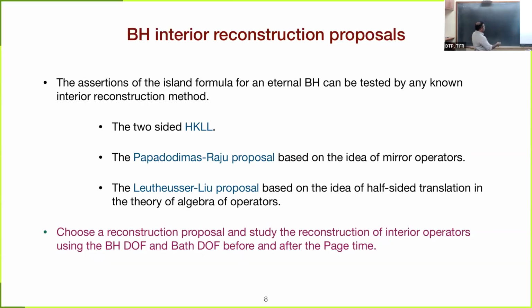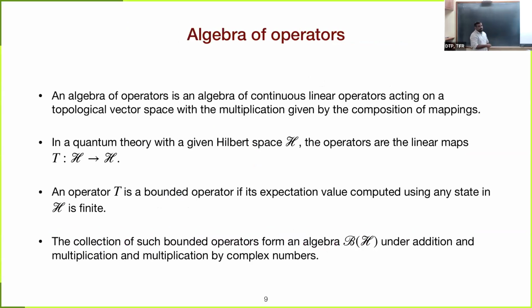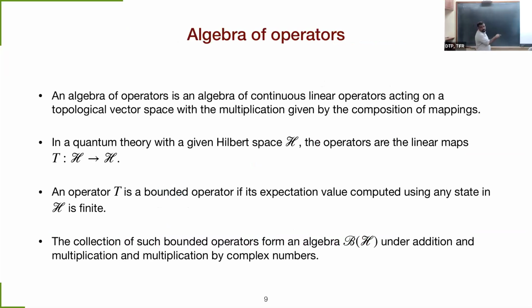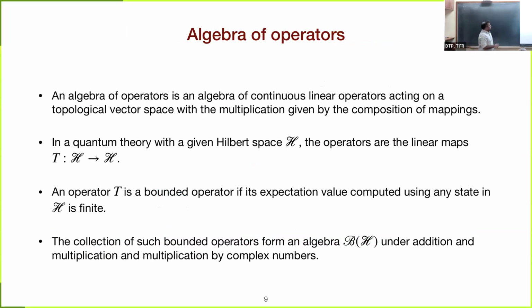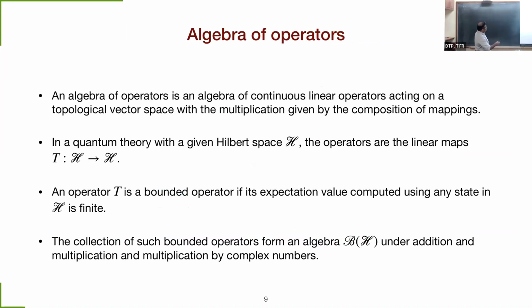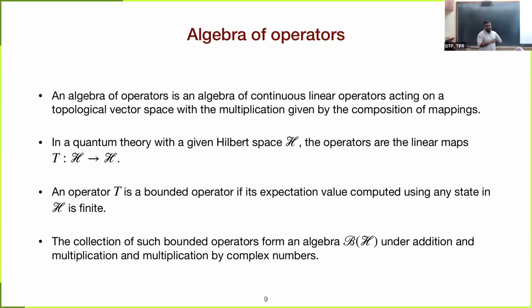So since I'm going to choose a Leutheusser proposal, I need some basic information from the theory of operator algebras. I'll briefly mention what it means. I'm not an expert. I don't know the full mathematical details of operator algebra, so I'll just describe what we need. If you want a mathematical definition, it's this: an algebra of operators is an algebra of continuous linear operators acting on a topological vector space, with multiplication given by the composition of maps. This is the definition of operator algebra in the maths literature.